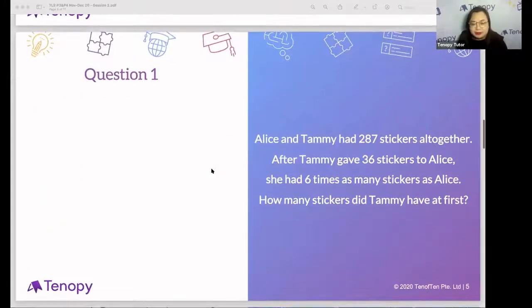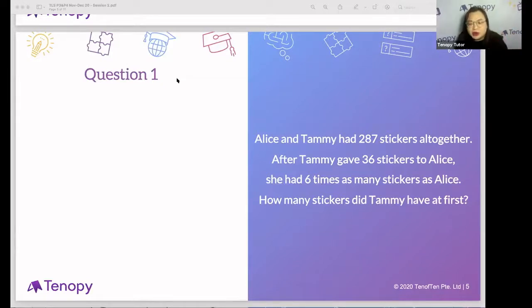So this is my question. They say, Alice and Tammy had 287 stickers altogether. After Tammy gave 36 stickers to Alice, she had 6 times as many stickers as Alice. How many stickers did Tammy have at first? Now, although they don't use the word transfer or exchange, you do realize that it's between the two persons. It's still between Alice and Tammy, and it's about Tammy giving to Alice. It's still within the two of them. This is known as an internal transfer, which uses back the same concept of total unchanged.